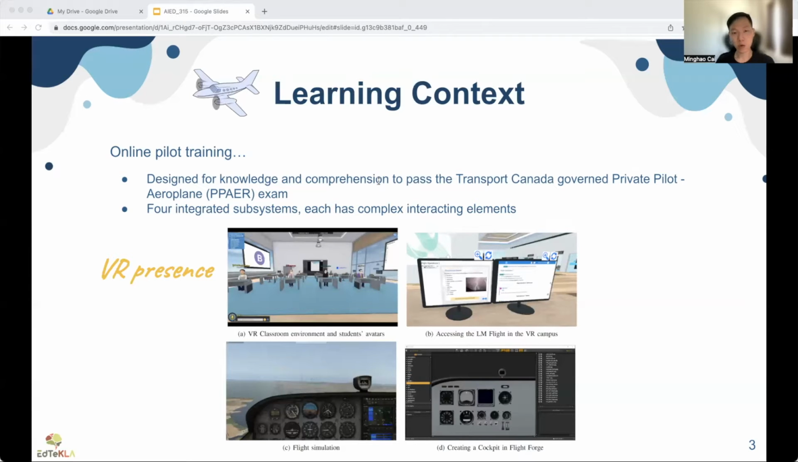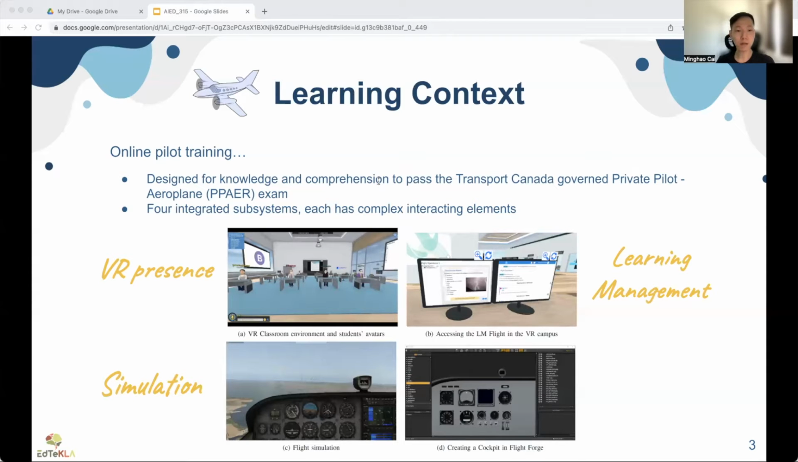In this VR world, students can access a Moodle-based learning management system called Learning LM Flight. They can access it through a virtual computer in the virtual world. Within this learning management system, students can access interactive multimedia learning content and also get real-time assessment by answering quizzes.